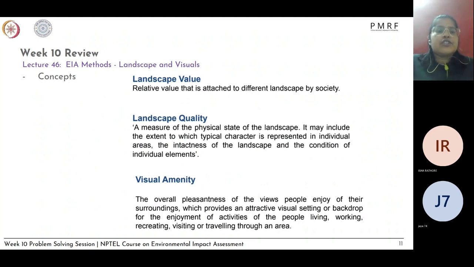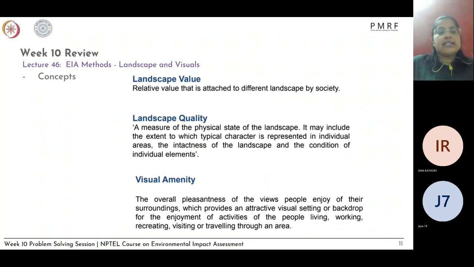Then we looked at further definitions relating to landscape and visual aspects. So landscape value is defined as the relative value that is attached to different landscapes by society. And then landscape quality is defined as a measure of the physical state of the landscape. And this can include the extent to which typical characters are represented in the individual areas and the intactness of the landscape and the condition of individual elements. So basically the quality of the landscape and its characteristics.